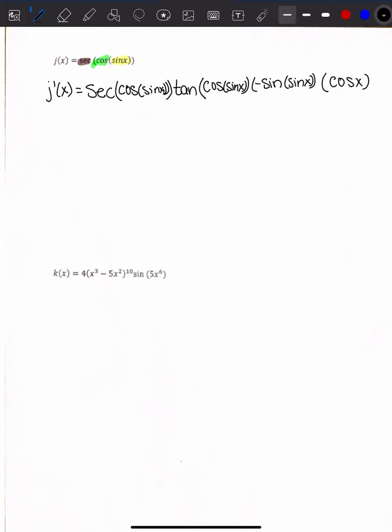This last one here is when we have more than one thing that we have to deal with at a time. So when I'm looking at this problem, I have 4 times the quantity x cubed minus 5x squared all to the 10th power times sine of 5x to the 6th power. So I know that I need to use product rule. So we need to pick a u. I'm just going to make that the first piece. And we need to pick a v.